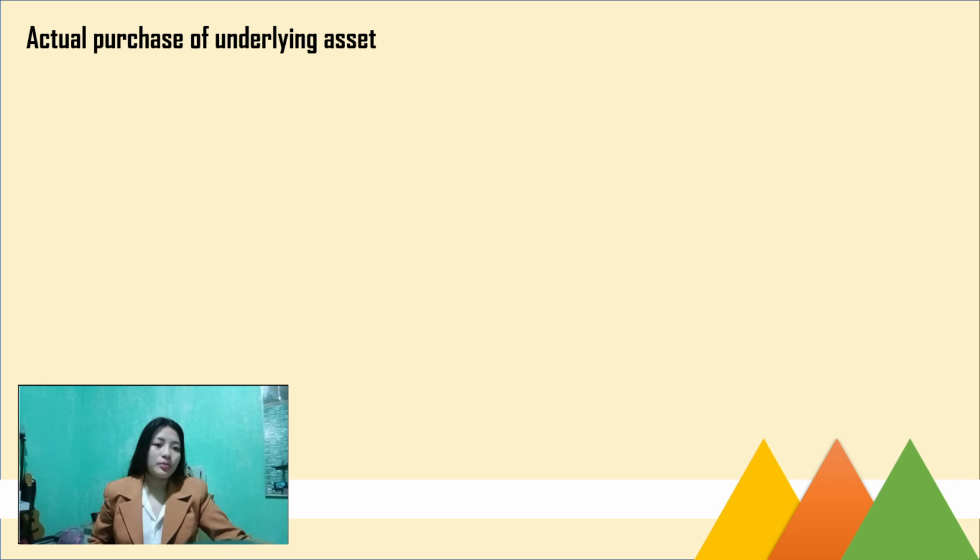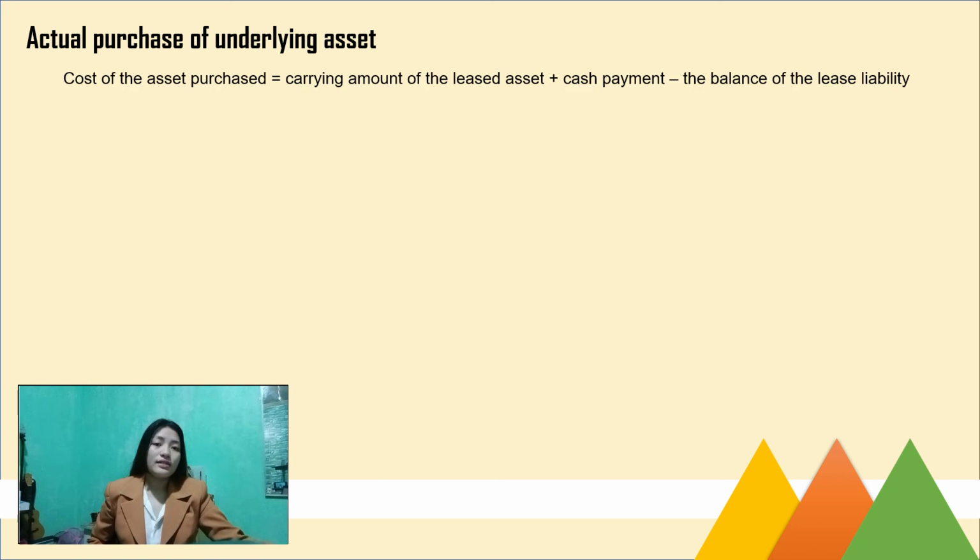Lastly, we have actual purchase of underlying asset. So, under finance lease naman, a lessee can actually purchase an underlying asset. So, para makuha natin kung magkano yung cost of the asset purchased, this is the formula. So, cost of the asset purchase is equals to the carrying amount of the leased asset plus cash payment less the balance of the lease liability. So, may example tayo dyan.